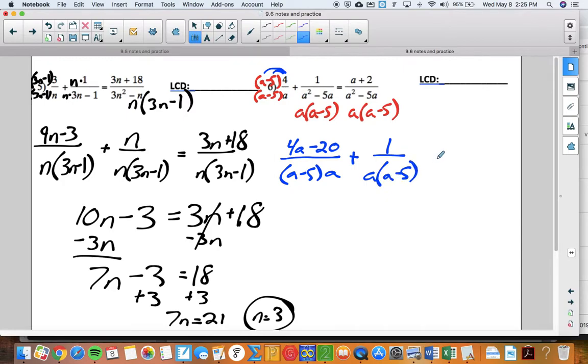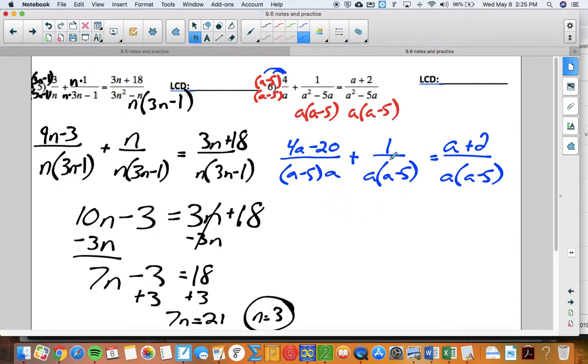The factors on the bottom here I switched. I kind of like to keep things organized in the same way, but I know it's not a big deal. I know it's a common denominator here. I'm talking about this denominator compared to that one. Multiplication is commutative, so I can rearrange it.